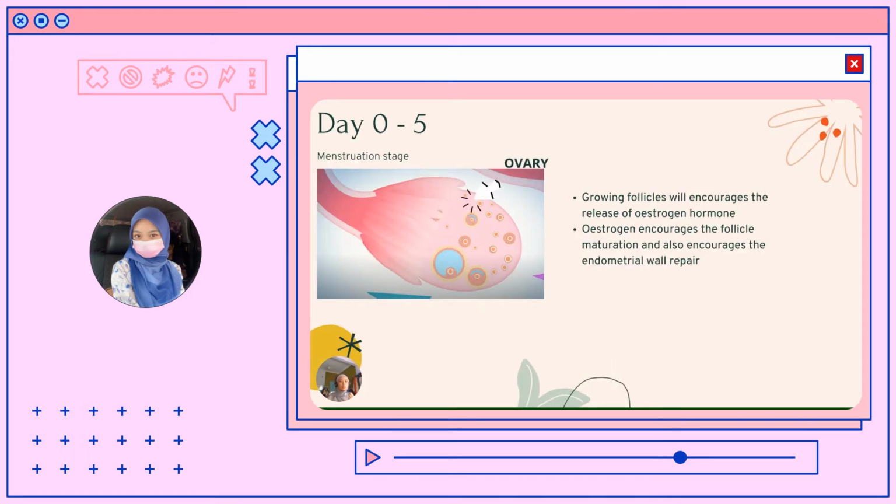Next, also on day 0 until 5, growing follicles will encourage the release of estrogen hormone, meaning that while the follicles grow, they react by releasing estrogen hormone. The estrogen then encourages the follicle maturation and also encourages the endometrial wall repair. These will be explained more in the corpus luteum stage.